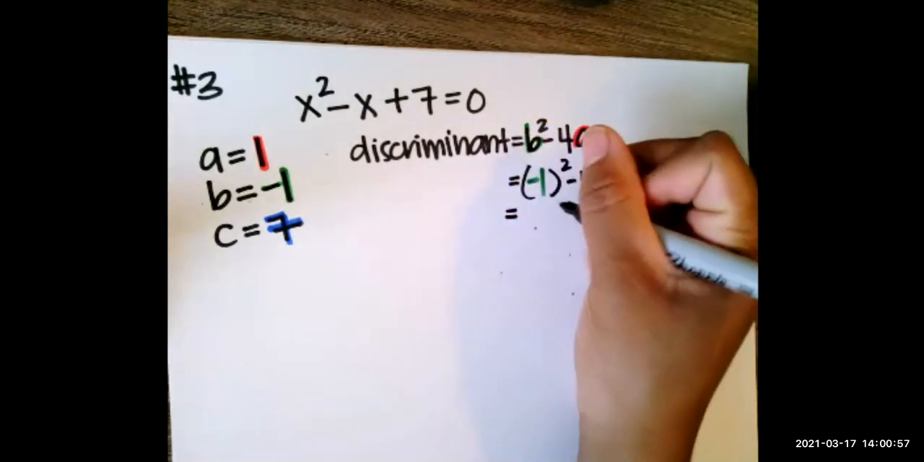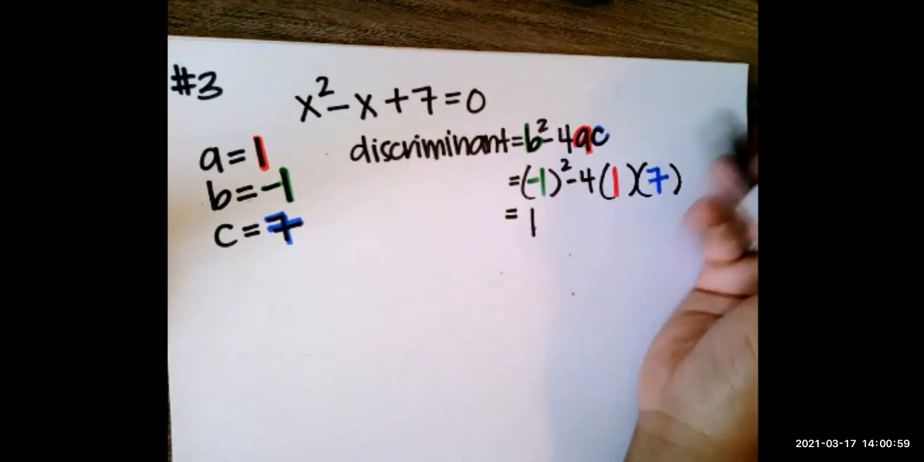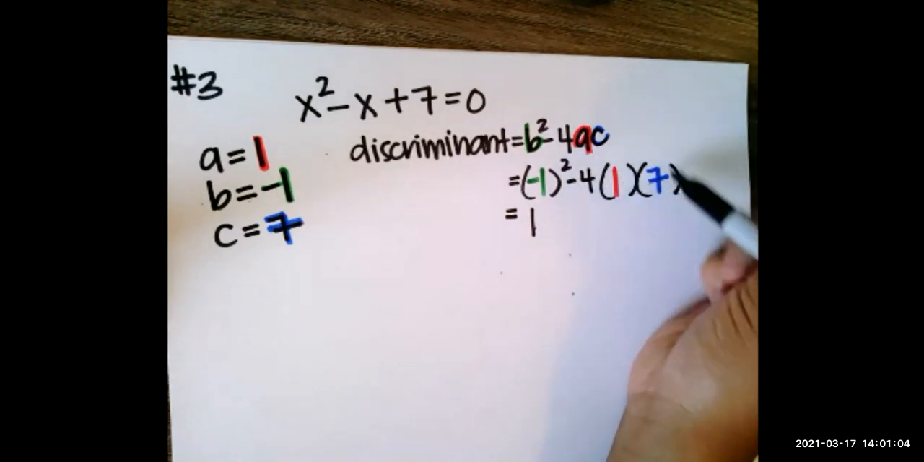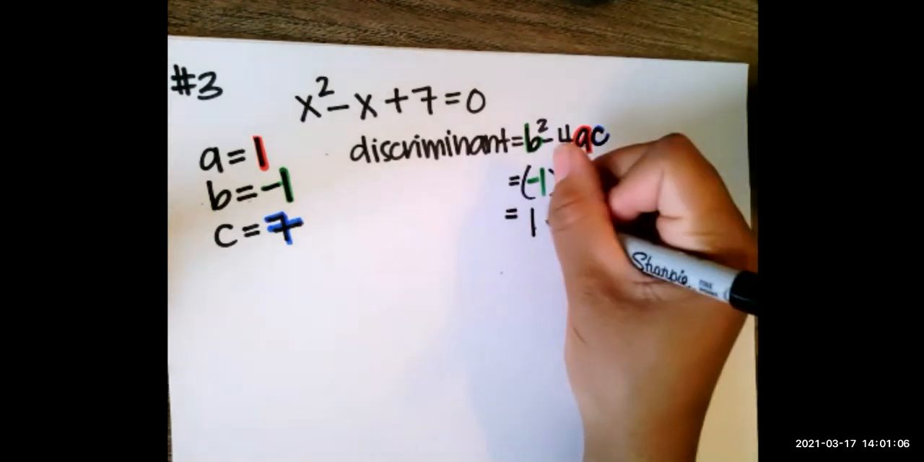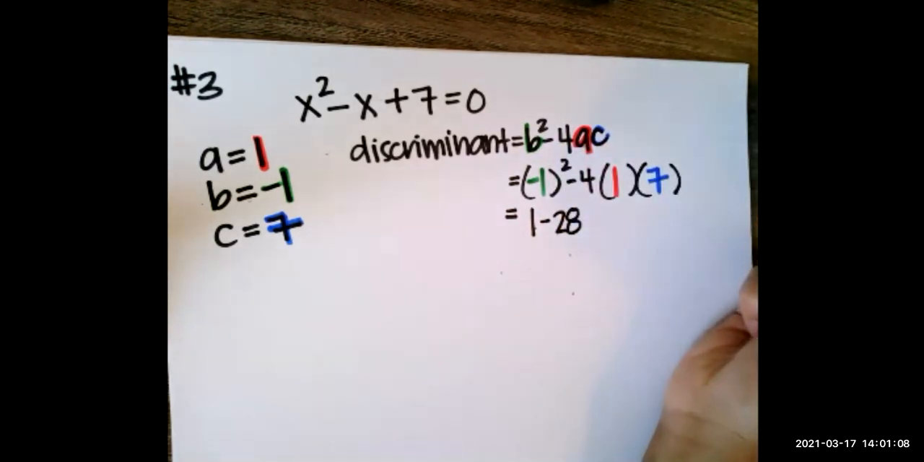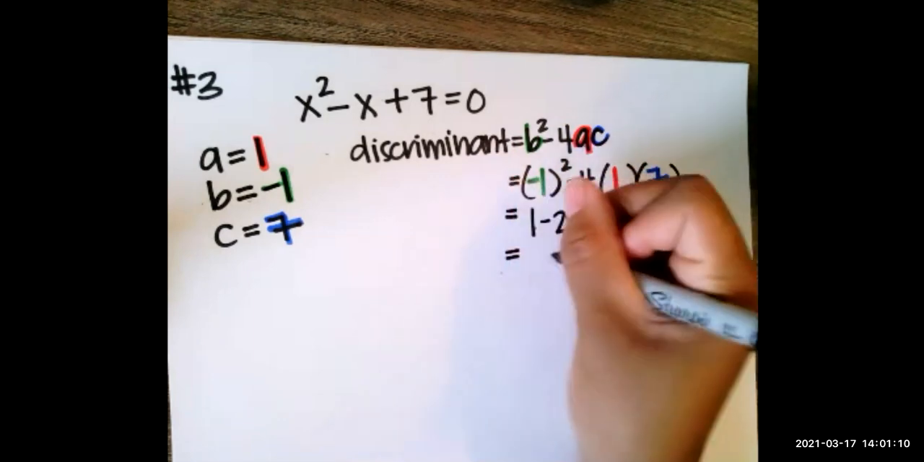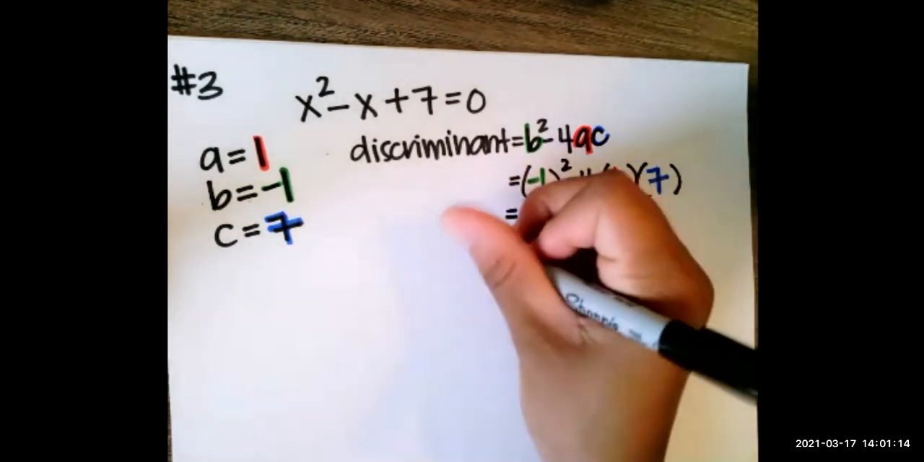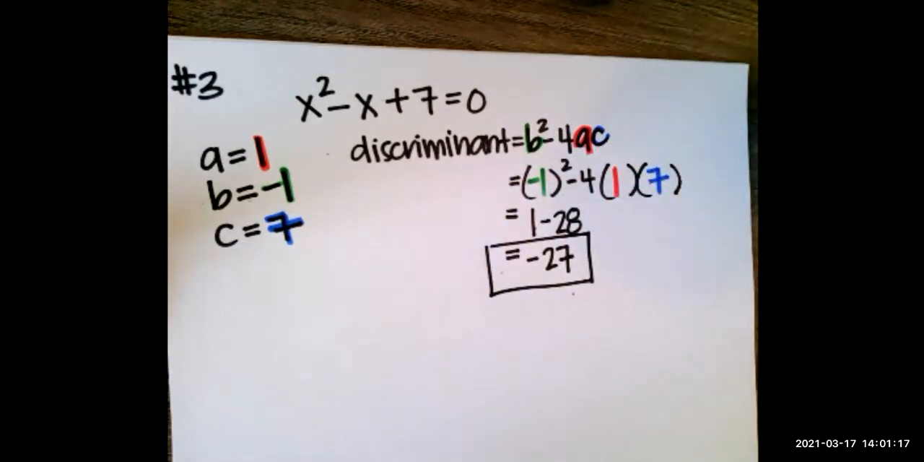Negative 1 squared is positive 1. Negative 4 times 1 is negative 4. And negative 4 times 7 is negative 28. 1 minus 28 is negative 27. So our discriminant is equal to negative 27.